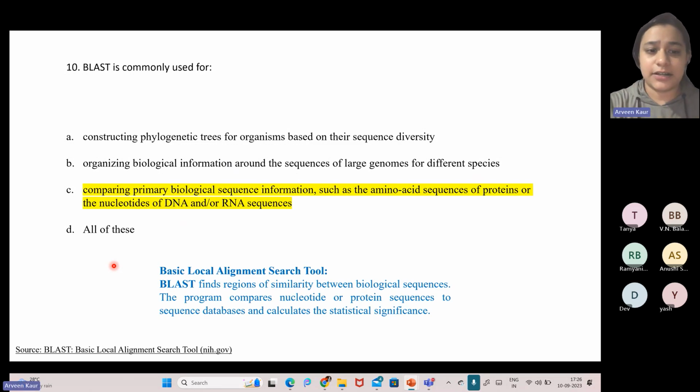The answer being the third one, which is comparing the primary biological sequence information such as amino acid sequences of proteins, nucleotides of DNA or RNA sequences. So BLAST, if we expand it, we can say BLAST is basic local alignment search tool. So its primary function is alignment, right? So it finds regions of similarity between biological sequences. The program basically compares nucleotides or protein sequences to sequence databases and calculates the statistical significance of this data, right?